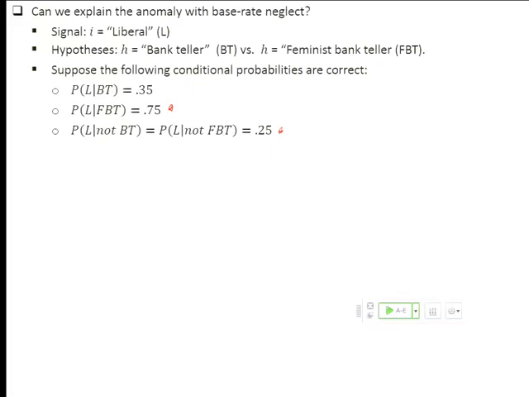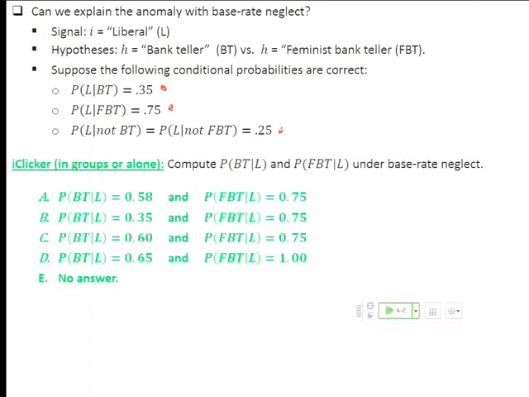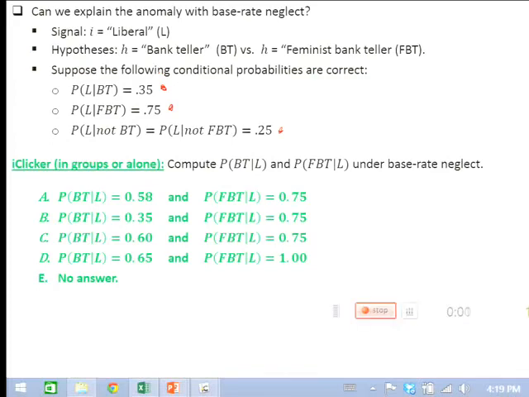That means that I've made an assumption about the percentage of bank tellers who are feminist. Turns out the assumption I'm making is that 1/5 of them are feminist. Doesn't matter at all. Just take me at my word that there's a state of the world in which the probability of being liberal conditional on being any kind of bank teller is 0.35. And the question is, working in groups or alone, compute these two conditional probabilities under our simple model of base rate neglect. Clear on what the exercise is? Okay, enjoy. Take some time. This is a little bit of work involved.